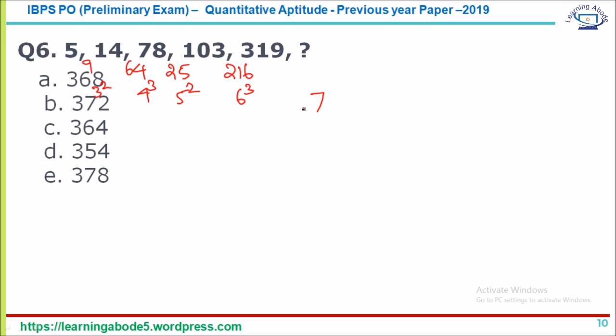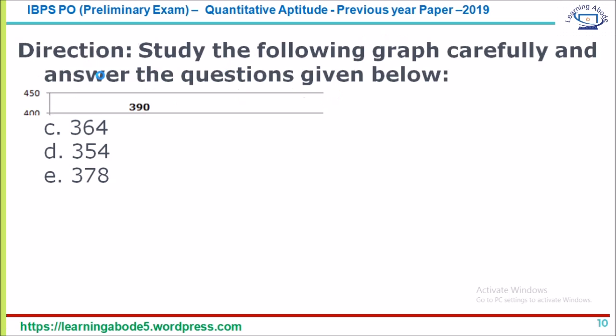Next must be 7. Alternatively it is square and cube. So square, cube, square, cube. So next must be square. So 319 plus 7 square, that is 49. So 319 plus 49 is 368. That's answer option A. So the difference is either square or cube. Okay, n square or n cube. So answer is answer option A, 368.